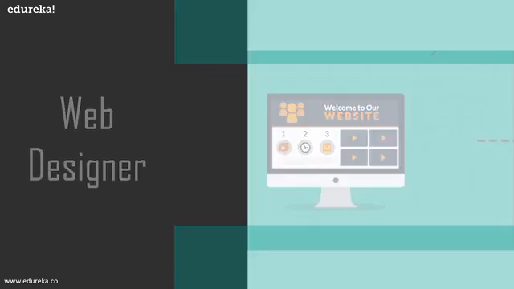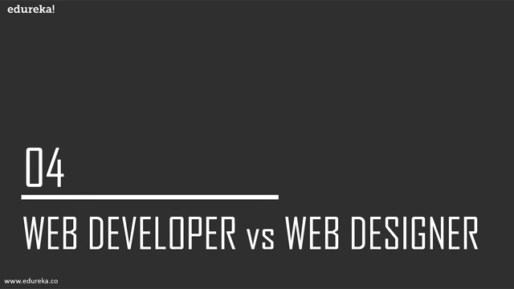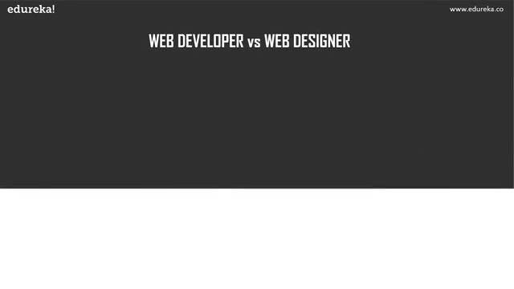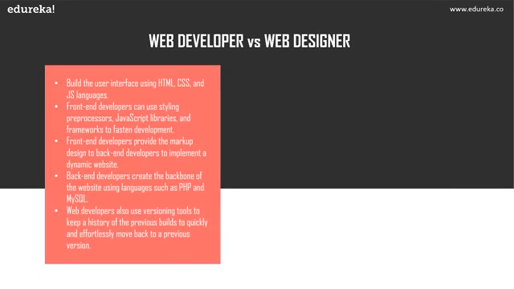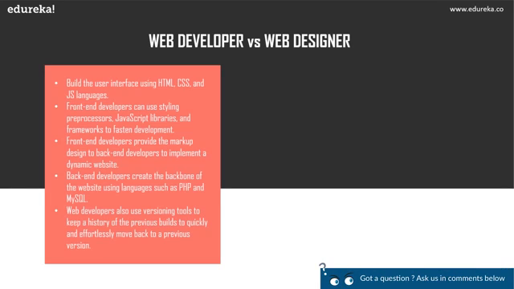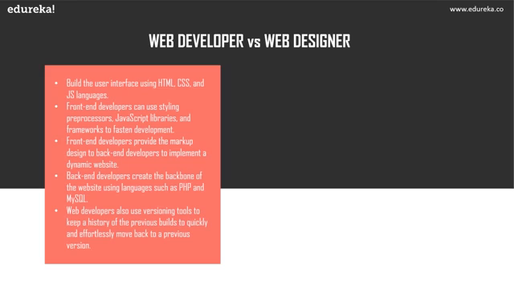So now that you have understood who is a web developer and who is a web designer, let's find out some more differences between these two. Let's have a look at some key roles of a web developer and a web designer. Talking about a web developer, they have to build the user interface using HTML, CSS, and JavaScript languages. The front-end developers can use styling preprocessors, JavaScript libraries, and frameworks to speed up the development. Also, they provide the markup design to back-end developers to implement a dynamic website.